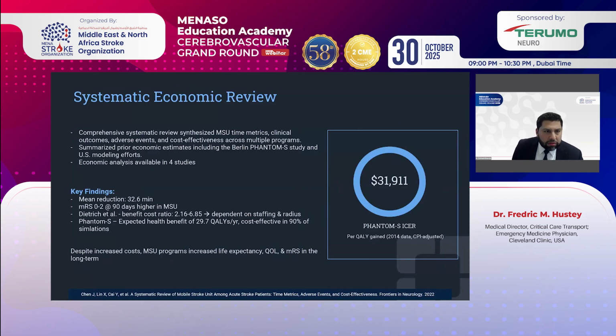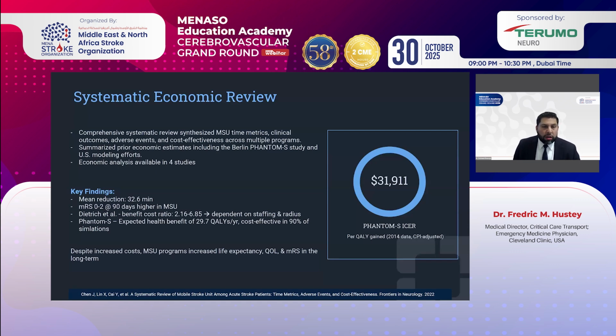Looking at a systematic economic review, there was a comprehensive review that looked at MSU time metrics, clinical outcomes, adverse events, and cost effectiveness. But again, I'm going to focus on the economic portions of the study. There were economic analyses available in 4 of those studies. Basically what it found was a mean reduction in time to treatment of about 32 minutes and significantly higher functional independence. What that led to was a benefit cost ratio of about 2 to almost 7, and again, what that reflects is a significant return on investment to patients and to society.